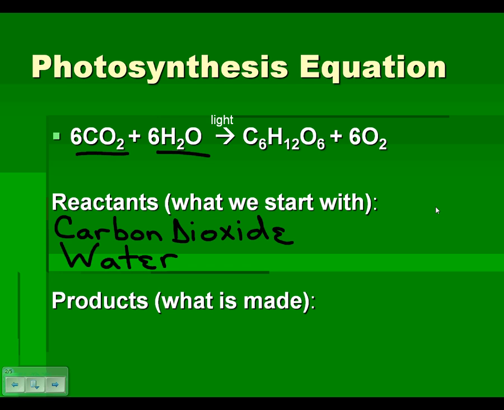We don't want to forget that light is the energy source, and energy is required for all living things. So light is what gets photosynthesis started, along with carbon dioxide and water. Our products, those are the things that are made. We have glucose and oxygen.